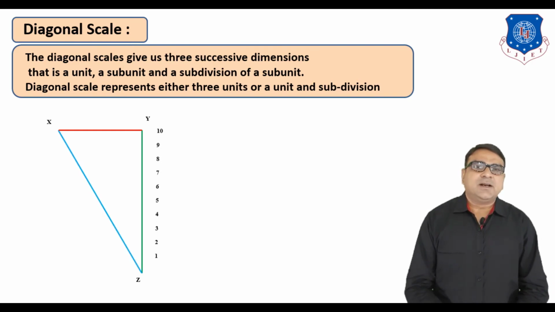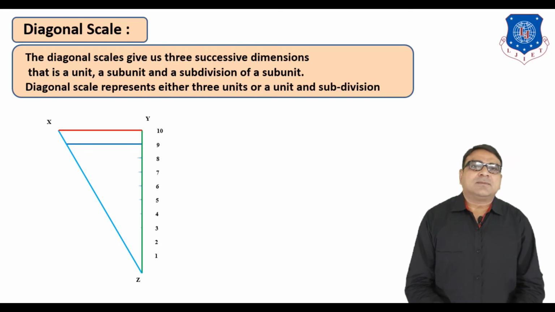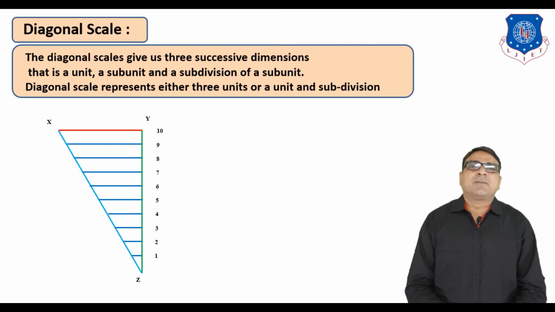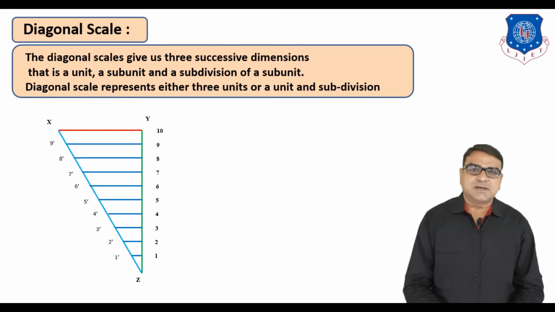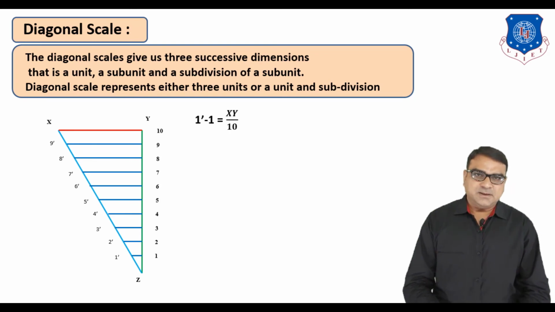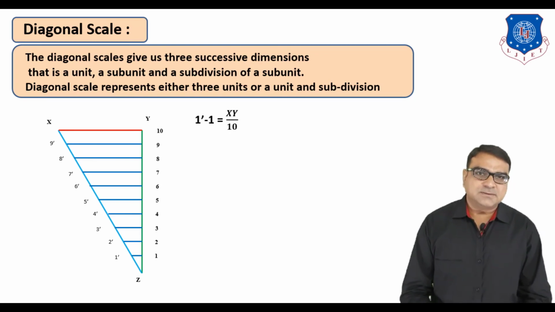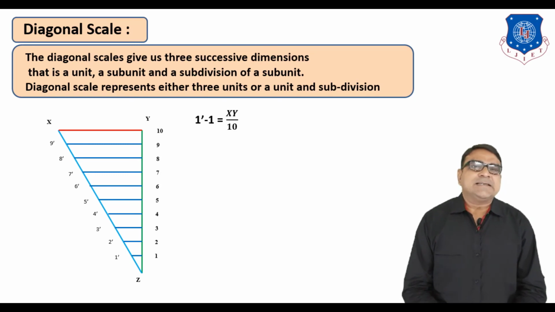Join Z to X and draw lines parallel to XY from all the points from 1 to 10. So these horizontal lines are all parallel to XY. Now on this inclined line we insert the points 1 dash, 2 dash, 3 dash, 4 dash. Here the distance between 1 dash and 1, this small line, is equal to XY by 10.